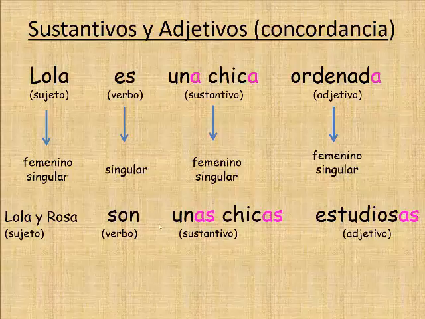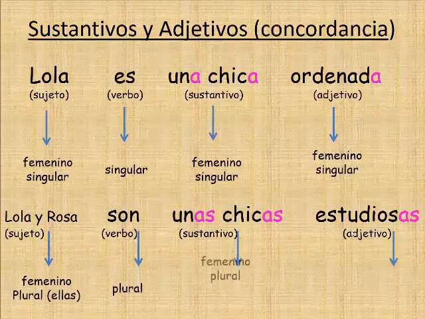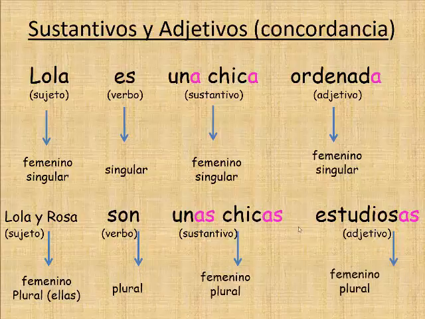And then here we go. Unas chicas. So the noun is now femenino plural, and therefore our adjective has to agree with our noun. So it would be estudiosas. So in this case, everything is femenino plural, except again for our verb conjugation, which is just going to be plural because there is no gender when we talk about verb conjugations.